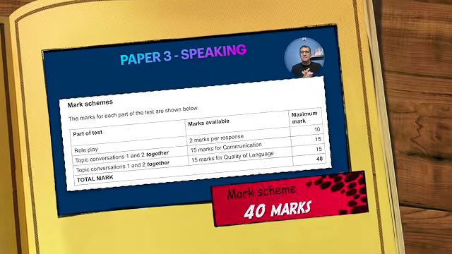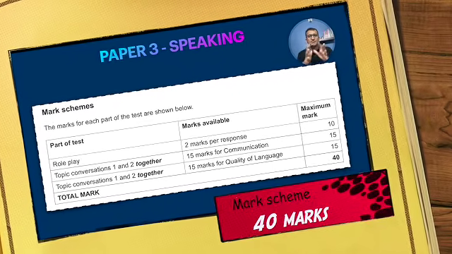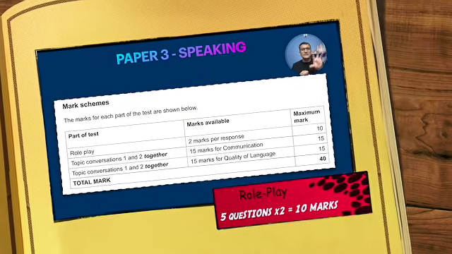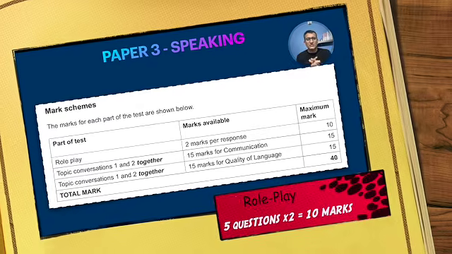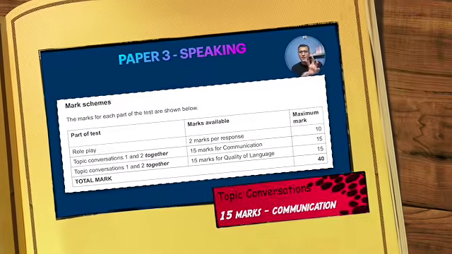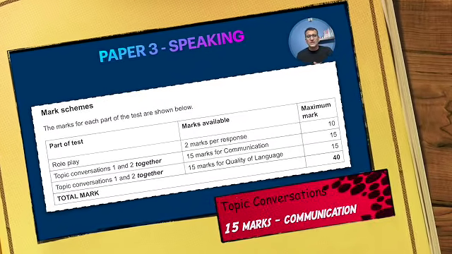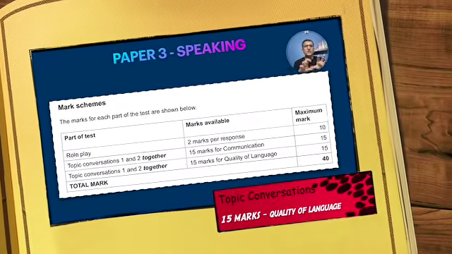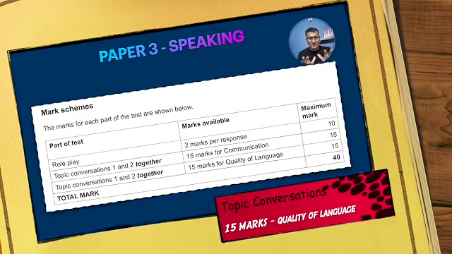Now let's look at the mark scheme first. So this is the mark scheme for the complete test. The role play is for 10 marks. Each question carries 2 marks, so 2 marks per response. And then topic conversations 1 and 2 together are 15 marks for communication, and topic conversations 1 and 2 together are 15 marks for quality of language. So this paper is of 40 marks, remember.